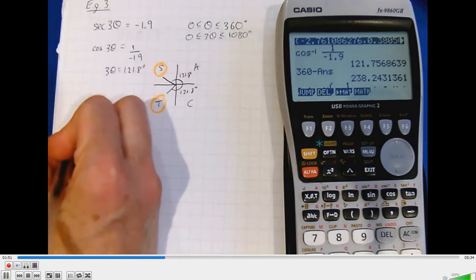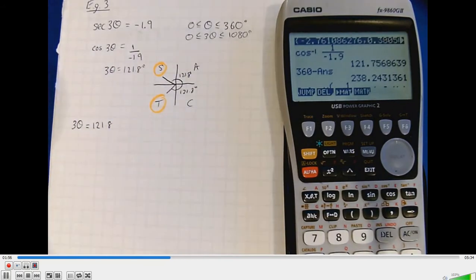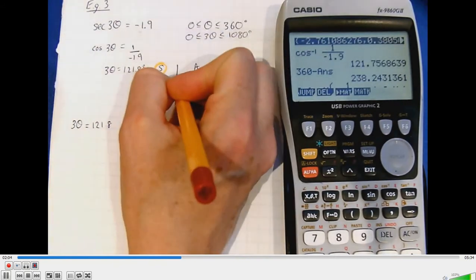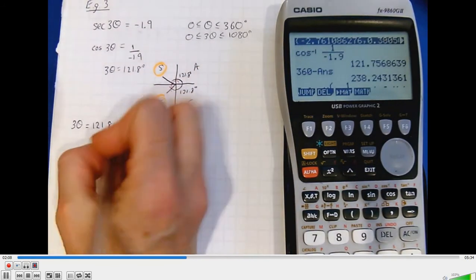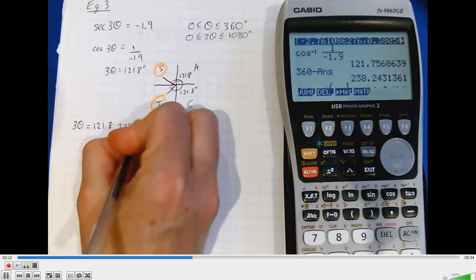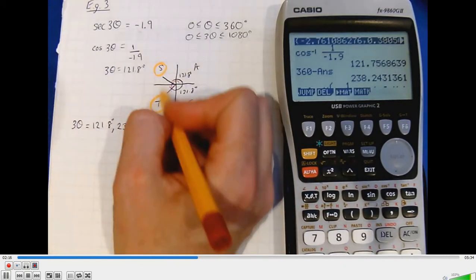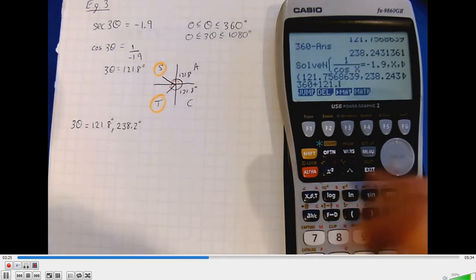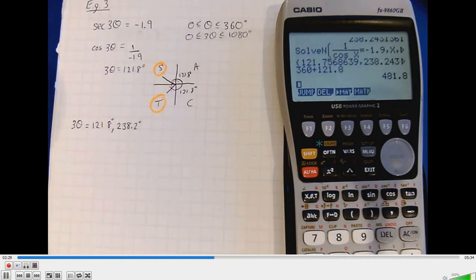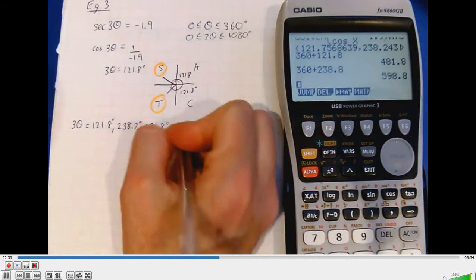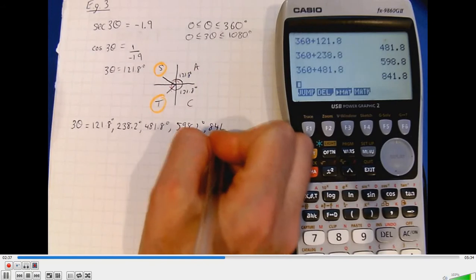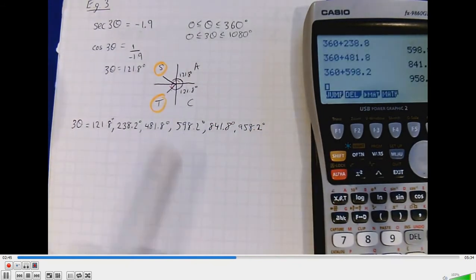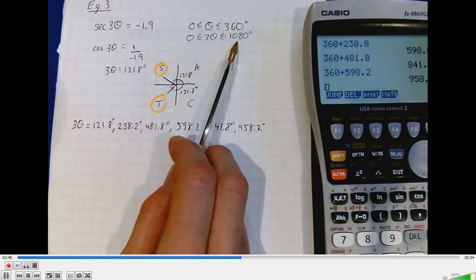So I'm going to write out all my values. 121.8 is where we start. The next one we do 360 minus 121.8, so I'll just draw that one on. That gave us from before 238.2. Then basically we're just going round again, so we need to add 360 onto the 121.8. 360 plus 121.8 is 481.8, then 598.2, then 841.8, then 958.2 degrees. So we've got all of the angles for 3 theta in the range up to 1080.